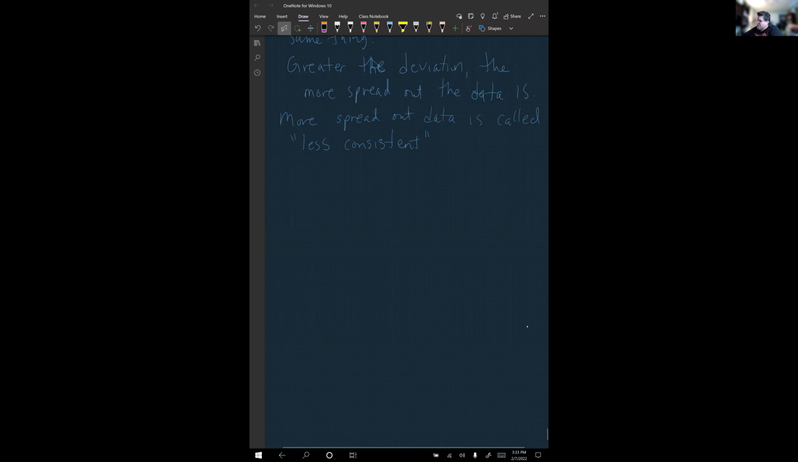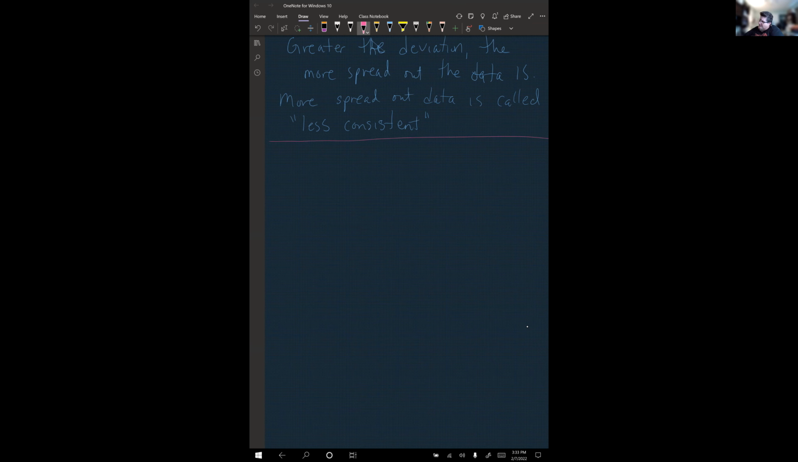So for skewed data sets, I don't know why I put the apostrophe there. For skewed data sets, we use, and I love this name, this is one of my favorite names in the whole world. I'm going to write it down. That's the guy's name. It's pronounced Chebyshev. We use Chebyshev's inequality.